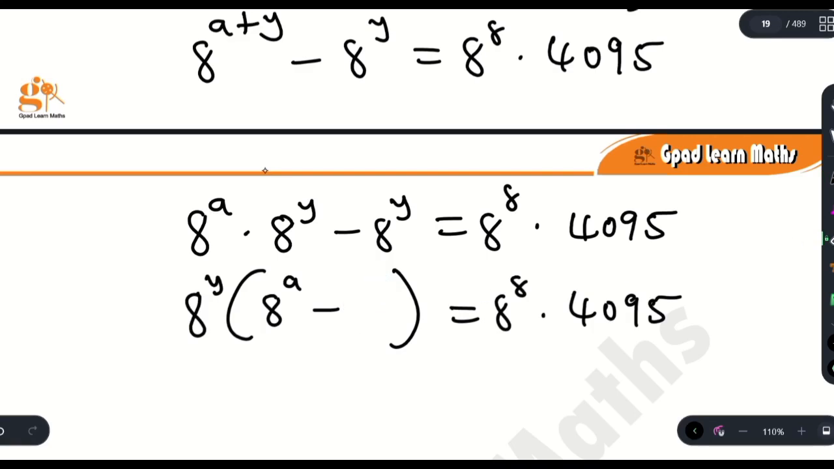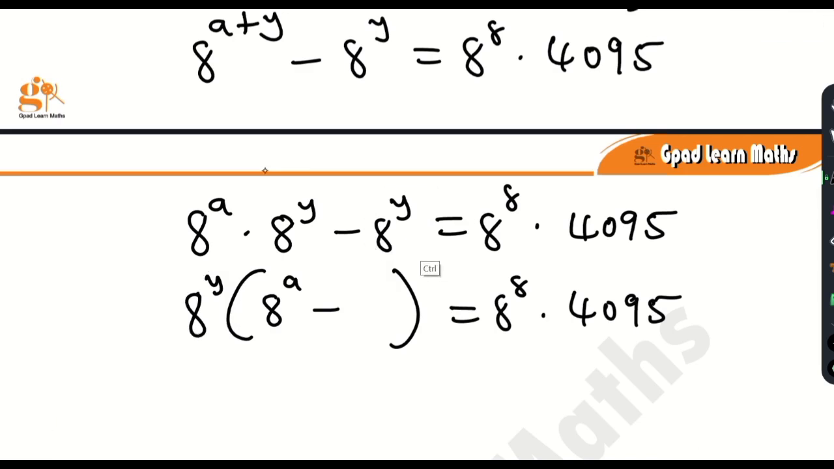This is meant to be 1, because 8 raised to power y times 8 raised to power y will give you what? 1. So let's write 1 here. If you expand this, you're going to get this back.